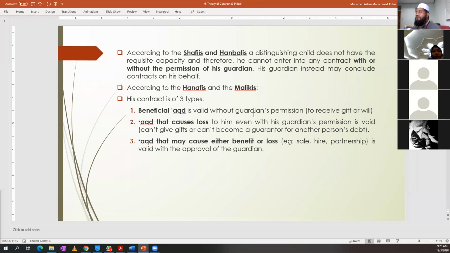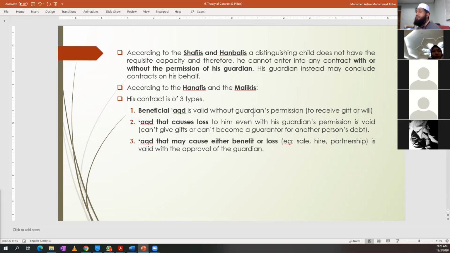But if the baby is more than 5, he can understand right and wrong. Then he doesn't need any permission from the guardian to receive a gift, will, or inheritance. Number two, this is according to Hanafi and Maliki: an aqad that causes loss. If anything is actually causing a loss to him, even with his guardian's permission, it is void.